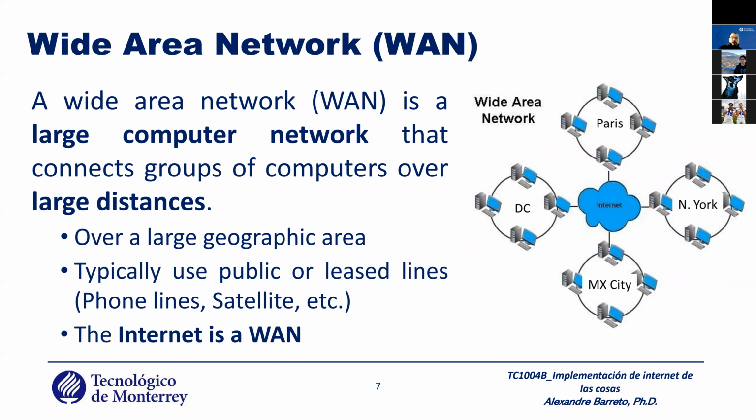A wide area network is a large computer network that connects groups of computers over large distances. In other words, it connects different metropolitan area networks and different LANs located in different cities. For example, think of this example: you have Paris, Washington DC, Mexico City, and New York. You connect everybody through one network. One example of a WAN is the internet.